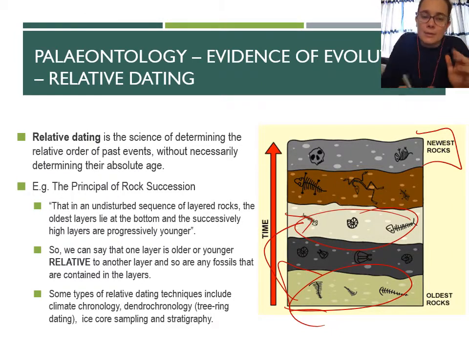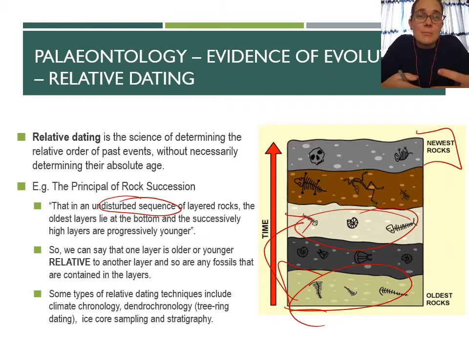But it's quite important that this is an undisturbed sequence. So if there's anything that's impacted on it, so say they've built something there and they've taken layers of dirt away, obviously the layers are not going to be complete, so the dating there just won't be as accurate as it would be in an undisturbed area, okay?